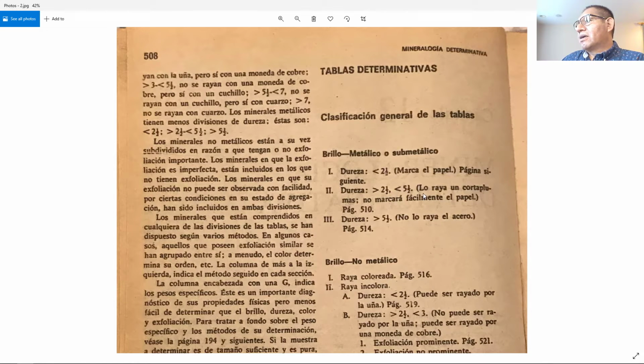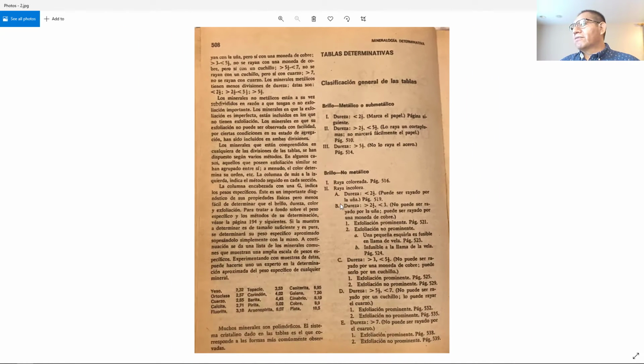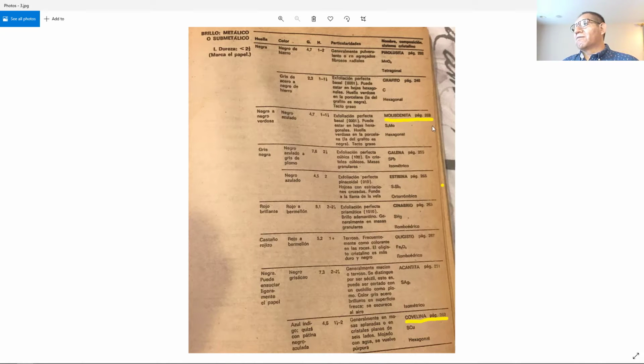So it will make a streak, but with a knife, a cortaplumas, and it's not making a mark or trace easily on paper. And go to page 510, and that's the way you're going to determine which way you are going. So once you have those two for the sulfides, one of the ones we are going to focus on is molybdenite.